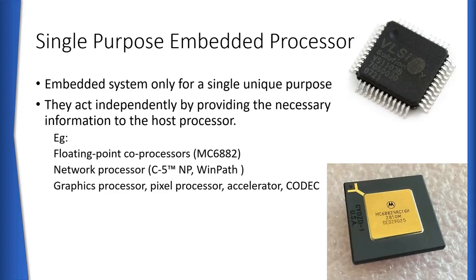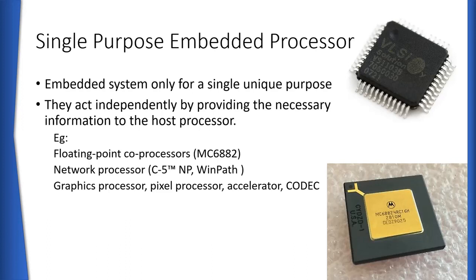Single-purpose embedded processors. As the name suggests, the single-purpose embedded processors are used in an embedded system only for a single unique purpose. They act independently by providing the necessary information to the host processor. It includes a core processor for floating point processing, network processor, graphic processor, pixel processor, accelerator, codec, etc. Floating point core processors are used to speed up the floating point operations.